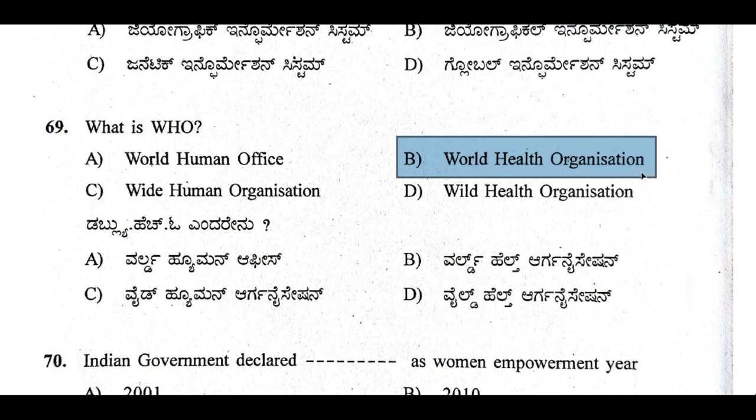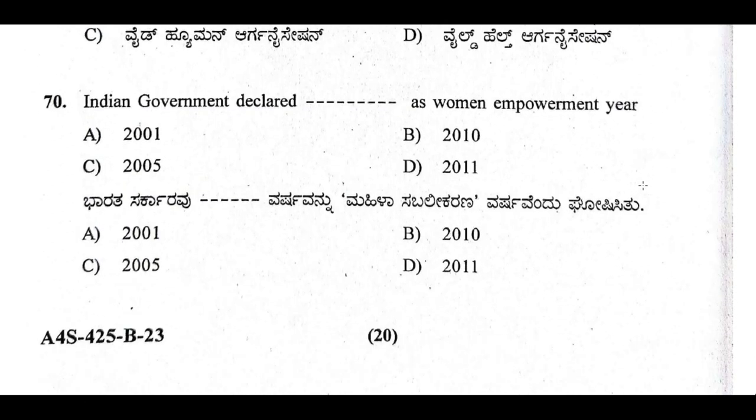Question number 70. Indian government declares dash as Women Empowerment Year. So which year is declared as a Women Empowerment Year by the Government of India? 2001, 2010, 2005, 2011. The right option is 2001. The Government of India launched a national policy for women empowerment with specific objectives like strengthening the legal system aimed at eliminating all forms of discrimination against women. The right option is 2001.